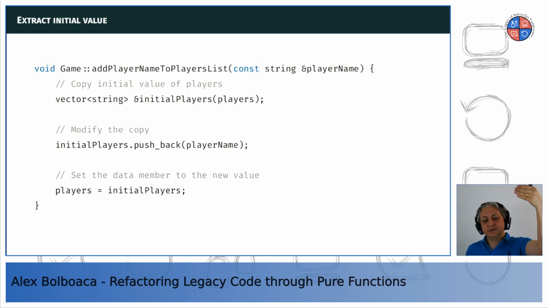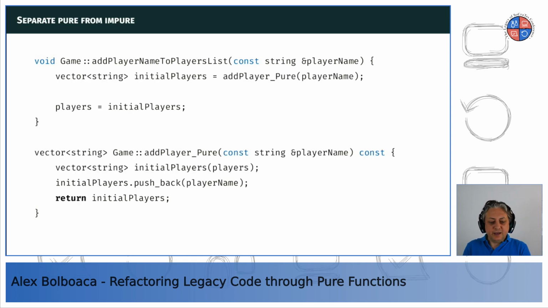Create first the initial value, just make a copy, modify the copy, and then set to the new value. And now I can extract the thing in the middle, kind of.